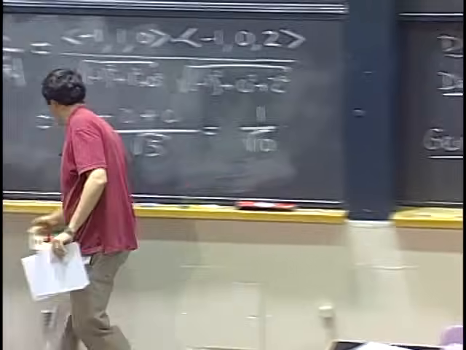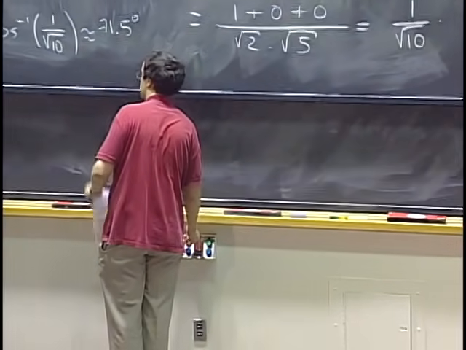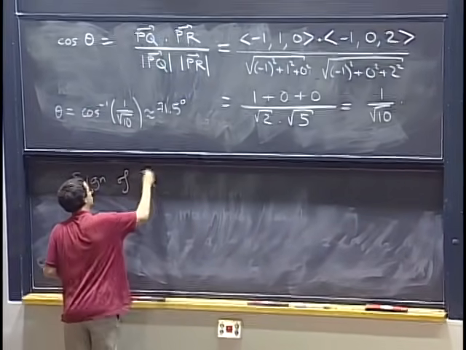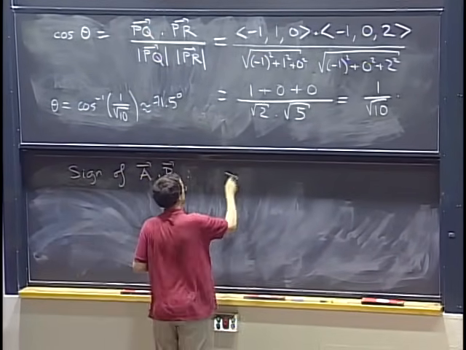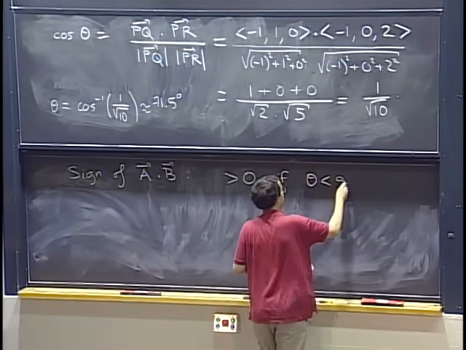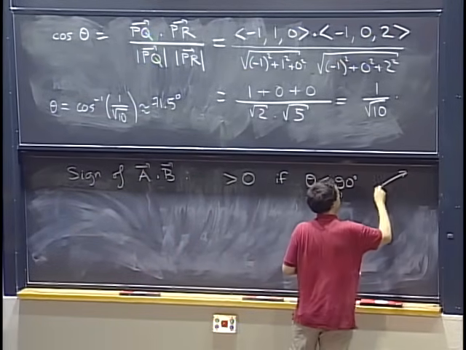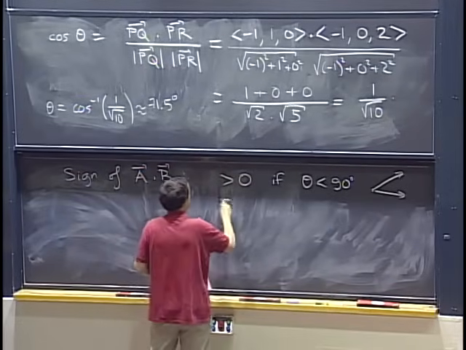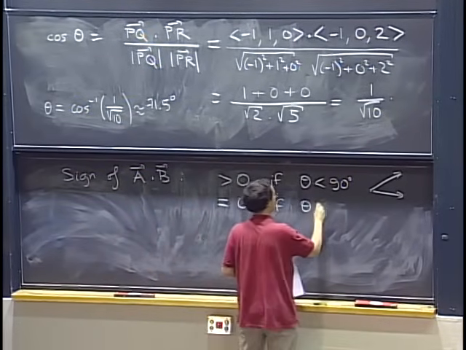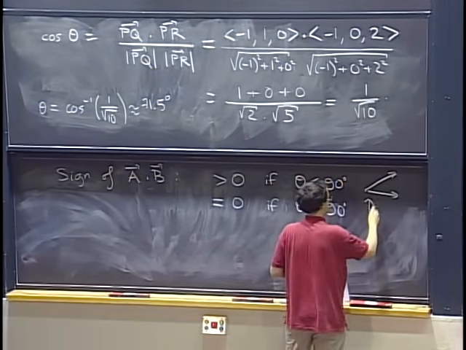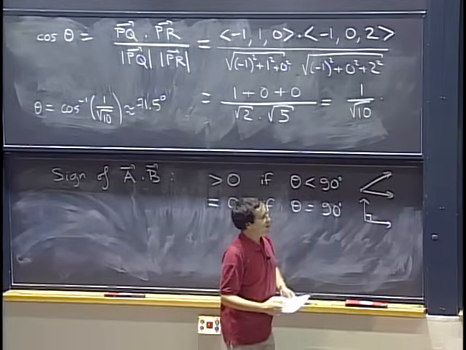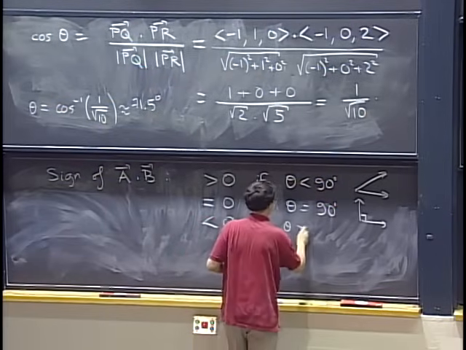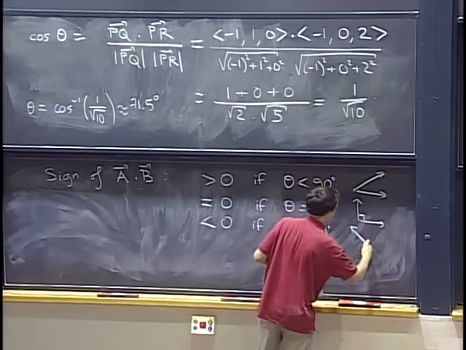So in fact, the sign of A dot B is going to be positive if the angle is less than 90 degrees. That means geometrically, my two vectors are going more or less in the same direction. They make an acute angle. It's going to be 0 if the angle is exactly 90 degrees, because that's when the cosine will be 0. And it will be negative if the angle is more than 90 degrees, so that means they go rather in opposite directions.